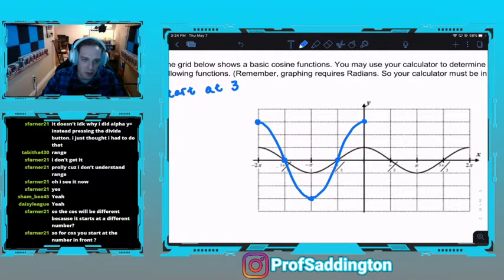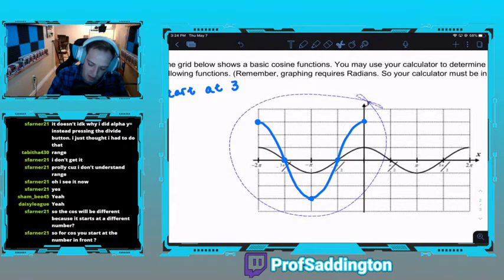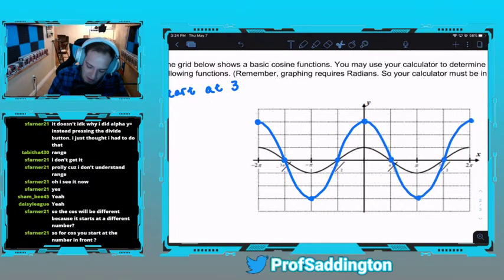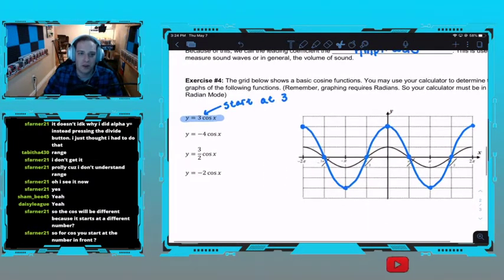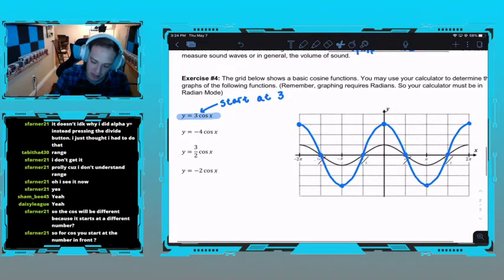Yep, that's exactly what you do, Sierra. Whatever number's out front is the number that you're going to start at. So I'm just going to copy this. I'm going to paste it over. So I just drew that first one, the cosine curve. Okay. So I'll do the next one.